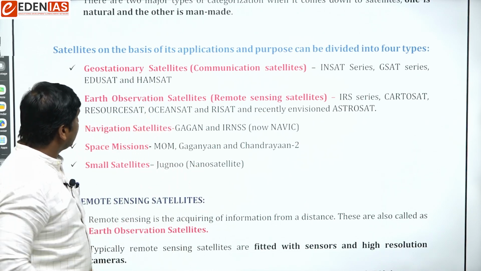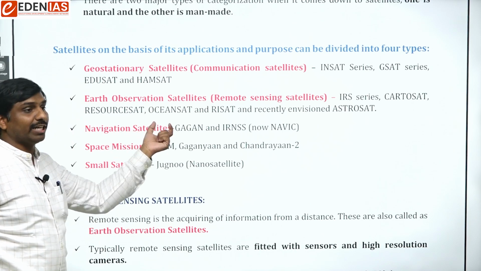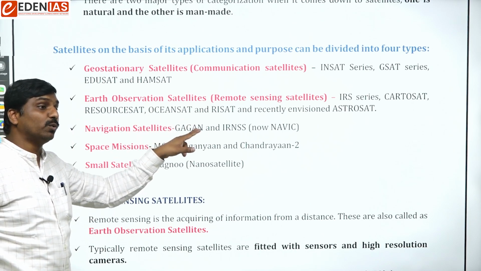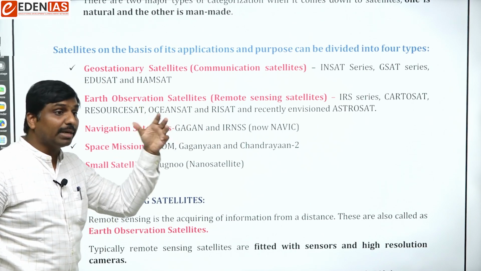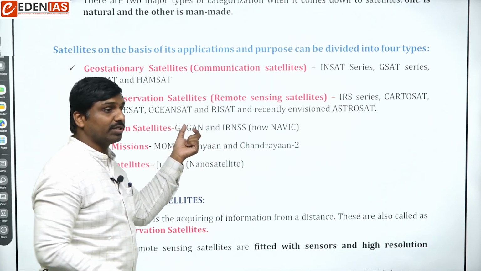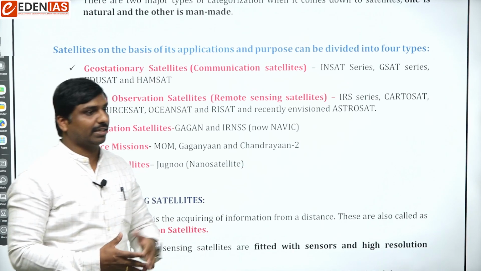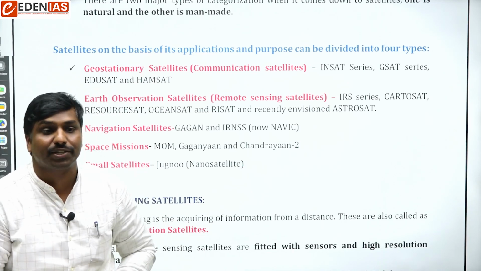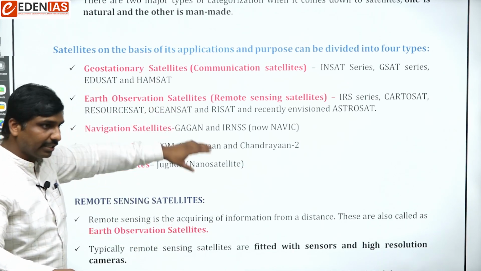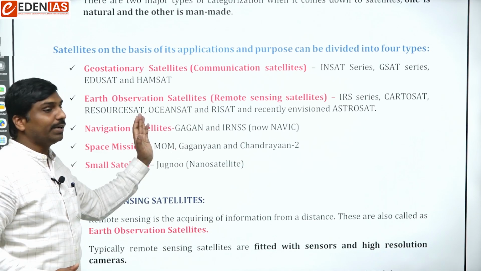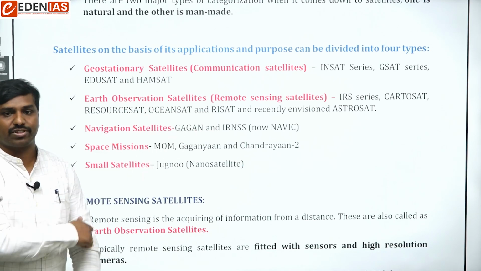In a similar fashion, that is navigation satellites. Those satellites which are used for this purpose are nothing but navigation satellites. Examples, we have GAGAN, we have IRNSS or NavIC. So these are some examples of navigation satellites. Let's try to understand what they are also. But as of now, just try to catch up the examples here.